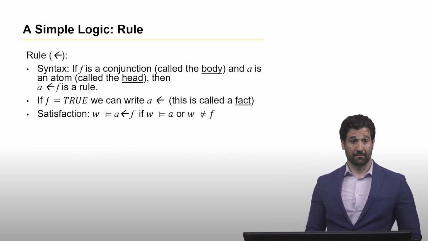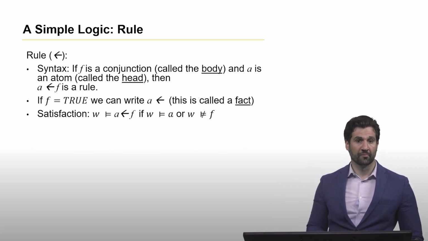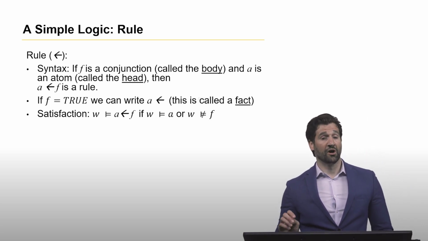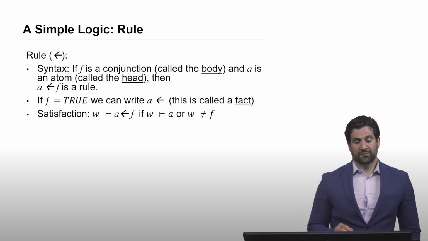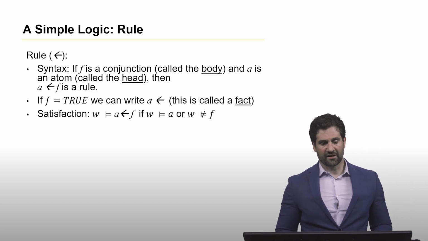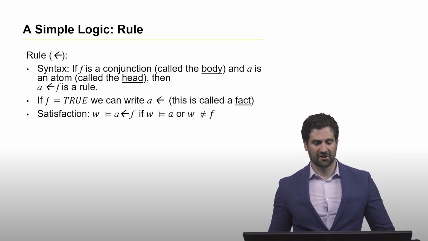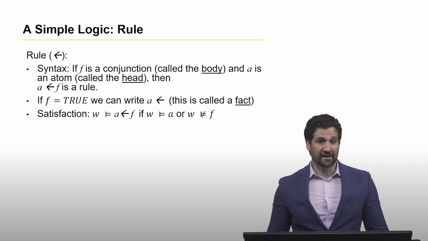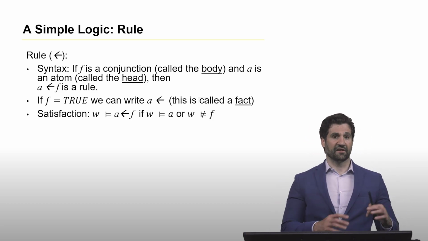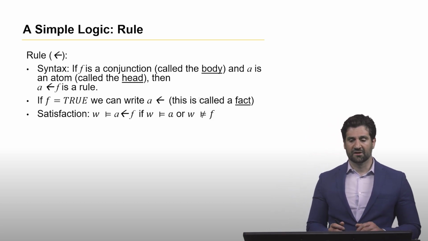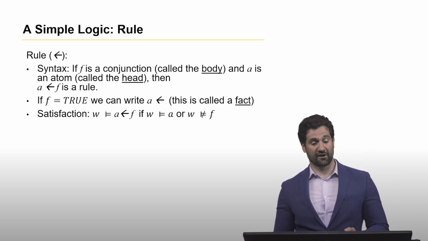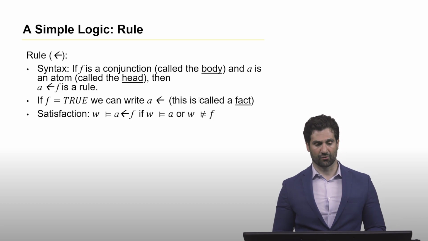The other logical operator we'll have is a rule. Now, this looks like an implication arrow, but it's going the other way. And that's because this is not an implication, it is a little bit different. We say if F is a conjunction, and this is the body of the rule, and A is an atom called the head, then we say if F, then A. Now, if F is equal to a tautology, we just put the arrow followed by the head of the rule.